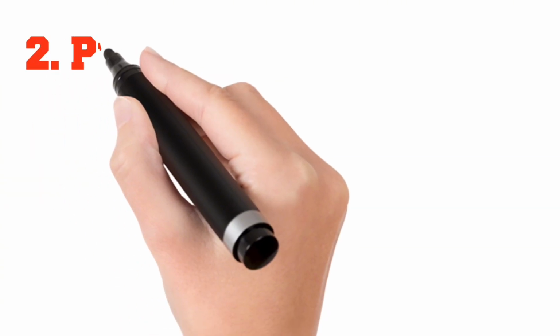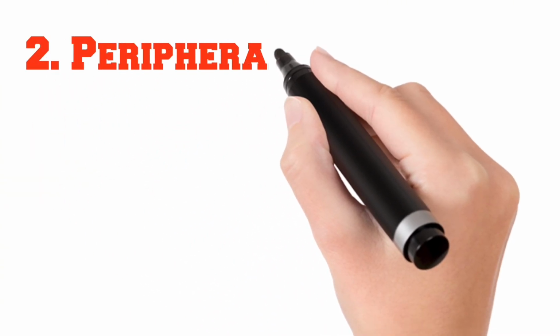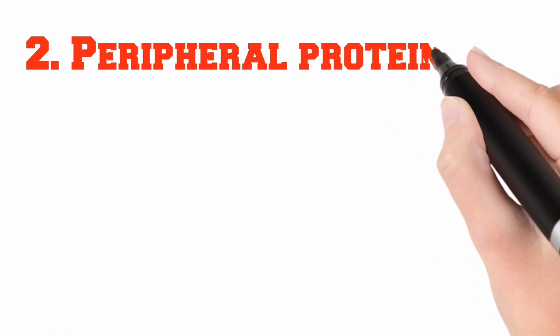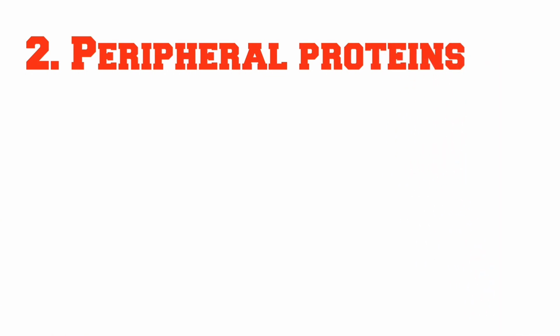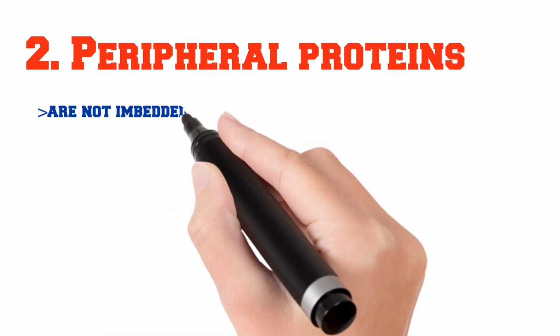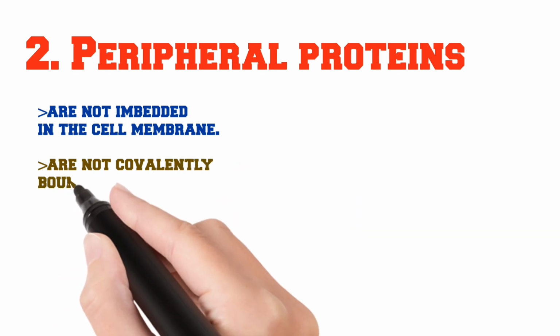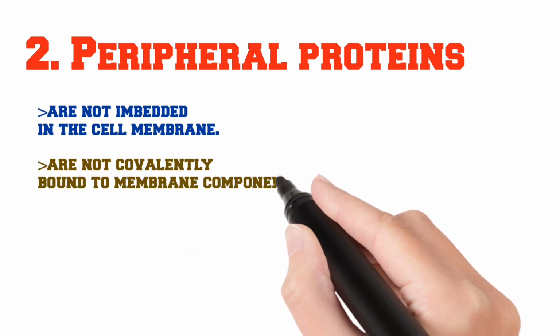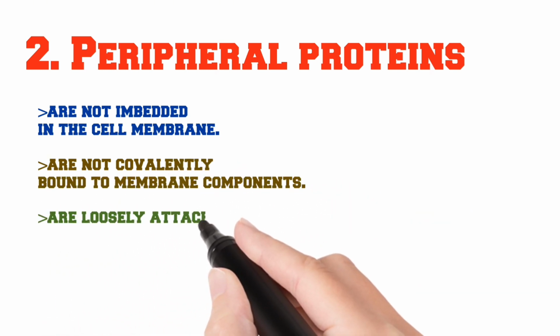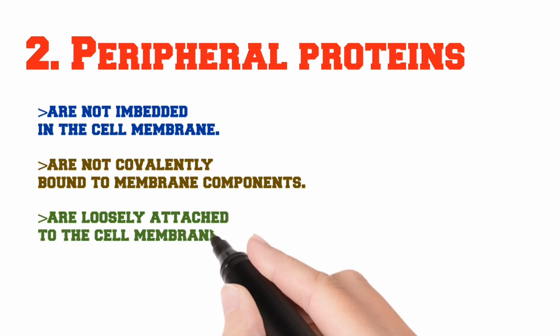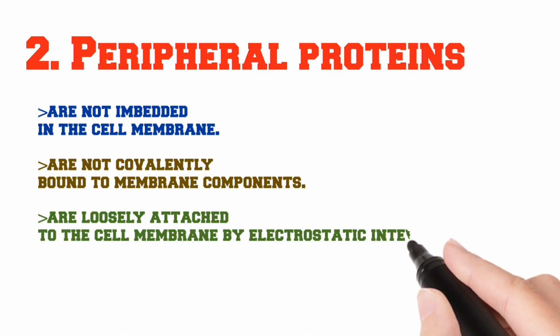The cell membrane also has another protein, which is called peripheral protein. These proteins are not embedded in the cell membrane, are not covalently bound to membrane components, and are loosely attached to the cell membrane by electrostatic interactions.